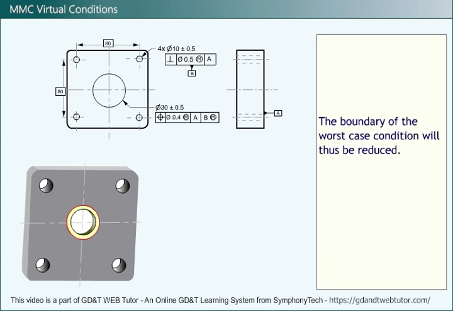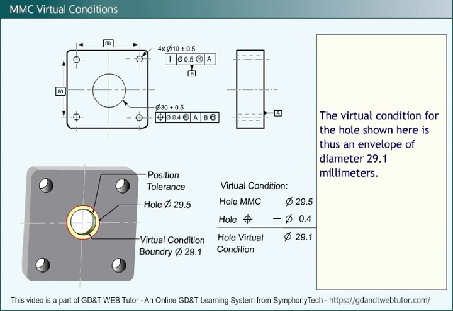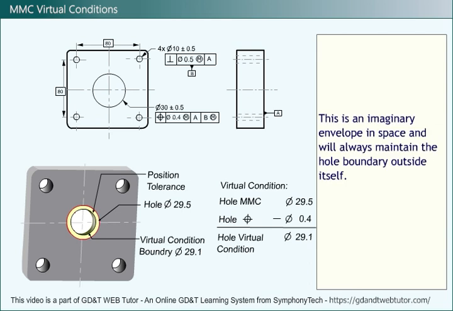The boundary of worst-case condition will thus be reduced. The worst-case envelope for the hole will be an inside envelope. This is the envelope of combined extreme variation on account of the tolerance of size and the tolerance of position. The virtual condition for the hole shown here is thus an envelope of diameter 29.1 mm. This is an imaginary envelope in space and will always maintain the hole boundary outside itself.